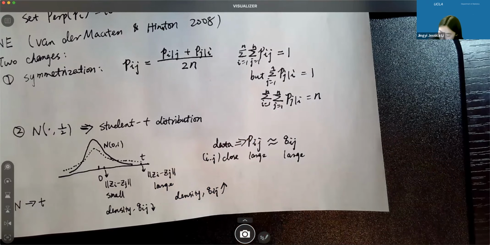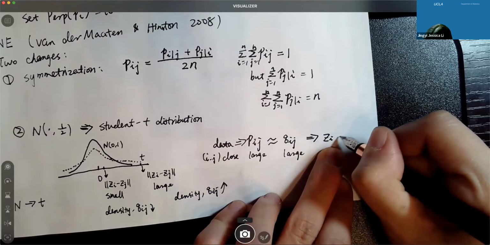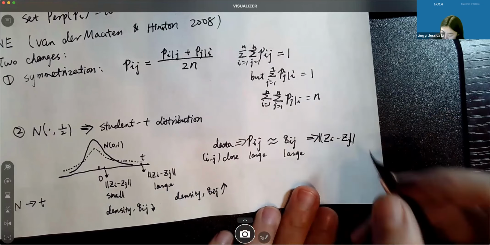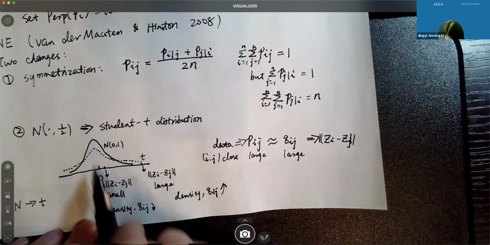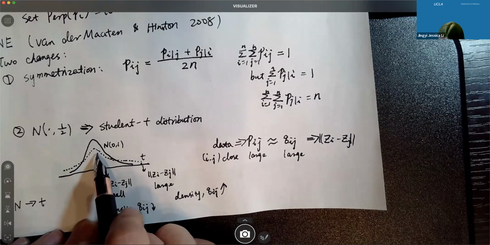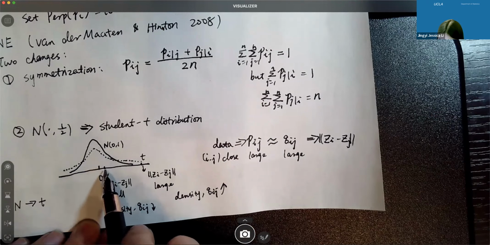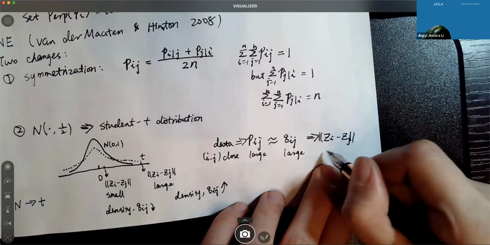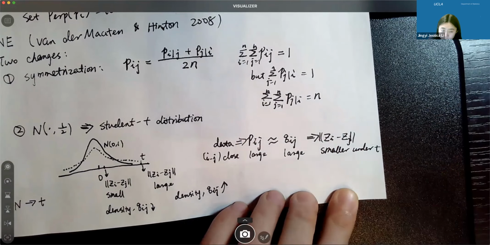Then from the Qij, you are going to find zi and zj. Zi minus zj is going to come from Qij, so it is their distance in the low dimensional space. Qij depends on the density. So if the density is large, somewhere here, that's the density y value, then the same y value will give you a smaller distance under t than under normal. So zi and zj will be closer under t than normal.